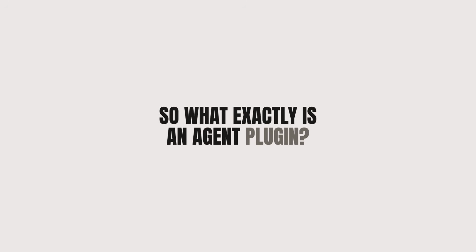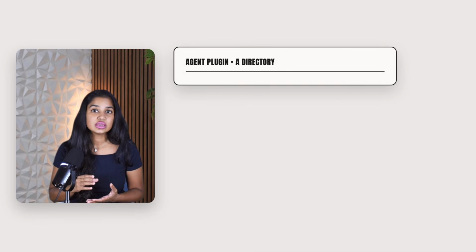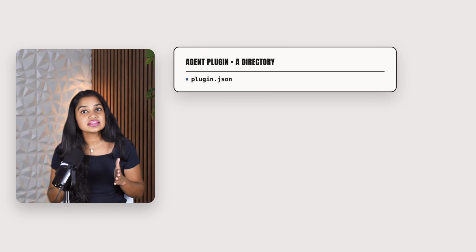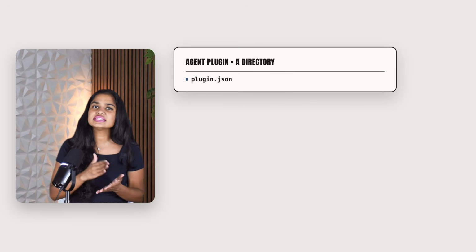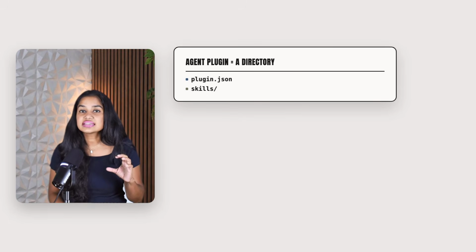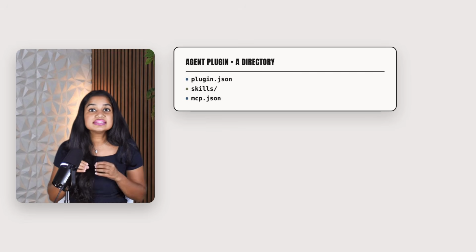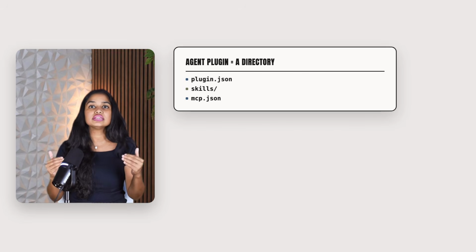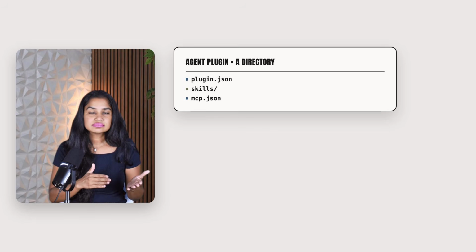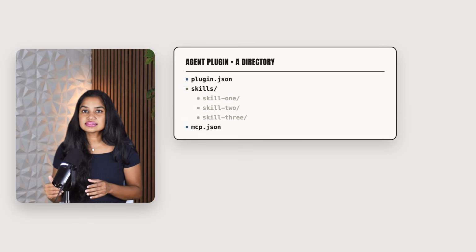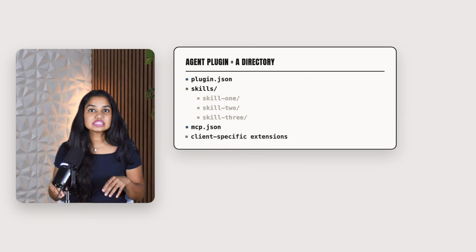So, what exactly is an AI agent plugin? Let's make this really simple. An agent plugin is essentially a directory with a standard structure. At the center is plugin.json. This identifies the plugin and tells the client which agent plugin specification it targets. There's a skills directory, which contains reusable agent skills, and you can optionally have mcp.json, which describes MCP servers. So visually, you can think of it like this: plugin, plugin.json, skills, skill 1, skill 2, skill 3, mcp.json, client-specific extensions. The important word here is portable.